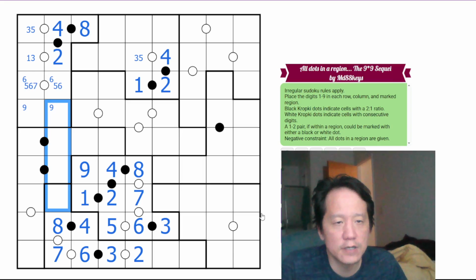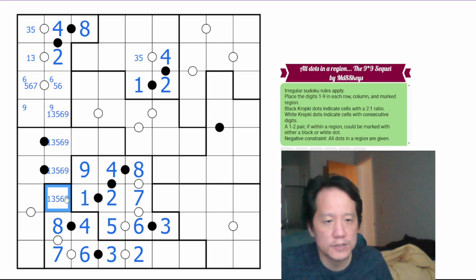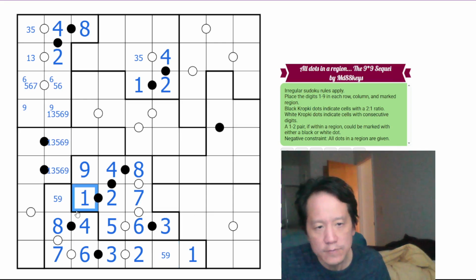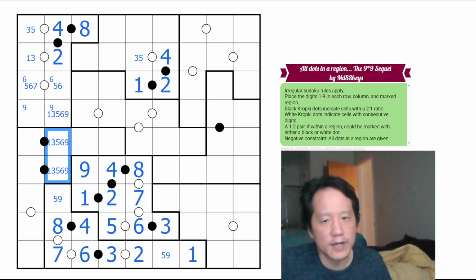Remaining digits in column 1 have to be 1, 3, 5, 6, or 9. This cannot be 1, 3, or 6, so this is 5 or 9. This can't be 1 because then this would have to have a dot between them. So this must be 1, which makes this 5 or 9. 5 and 9 cannot be next to a black Kropke dot at all.